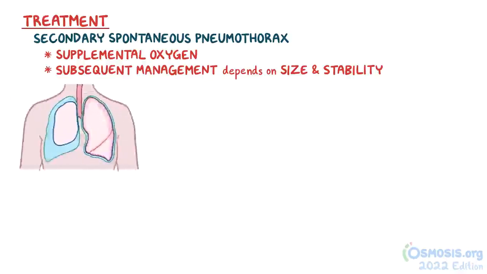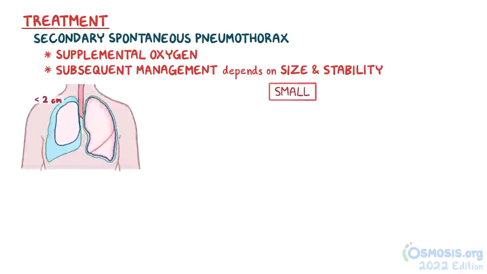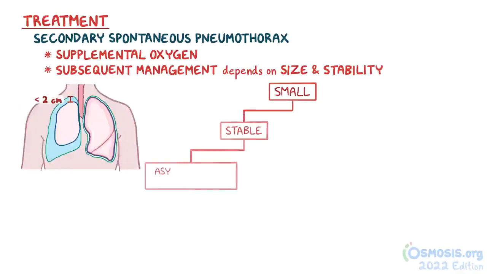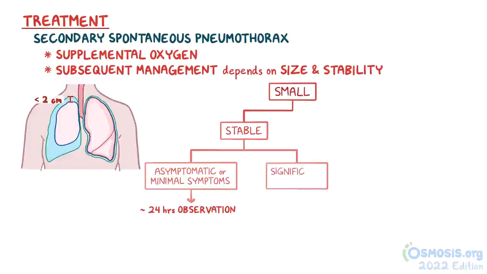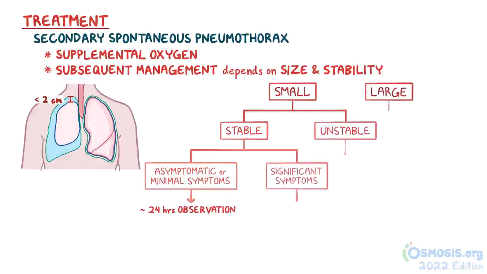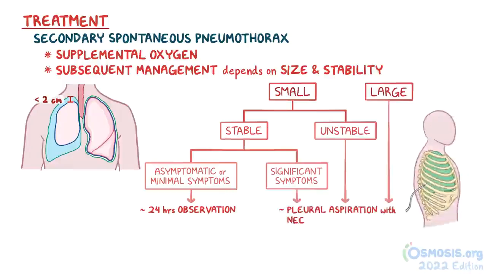If the pneumothorax is small, so less than 2 centimeters distance between the pleural line and the chest wall at the level of the apex, and the patient is stable and completely asymptomatic, or with minimal symptoms, then the patient is usually admitted for 24 hours of observation. Now, if the individual has a small pneumothorax and is stable, but presents with significant symptoms, if they have a large pneumothorax, or if they're unstable, then pleural aspiration with needle thoracoscopy is done.